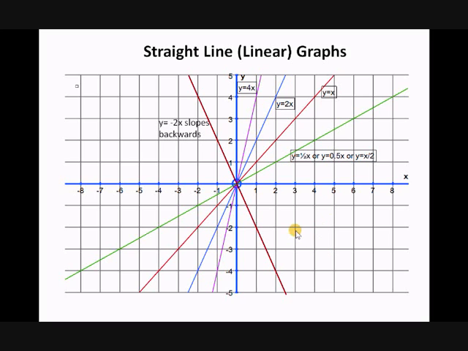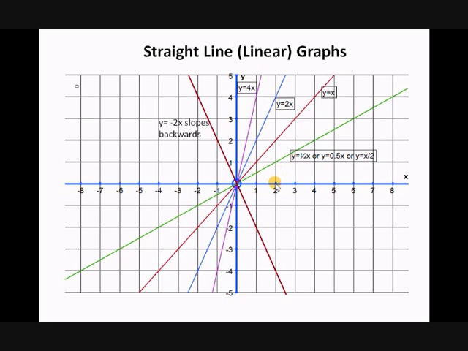Okay, let's have a look at this one. A little bit different, not very much. This is y equals minus 2x. It slopes backwards. Let's look why it slopes backwards. When we put in x equals 1, we have to multiply by minus 2. So that gives us y is minus 2.